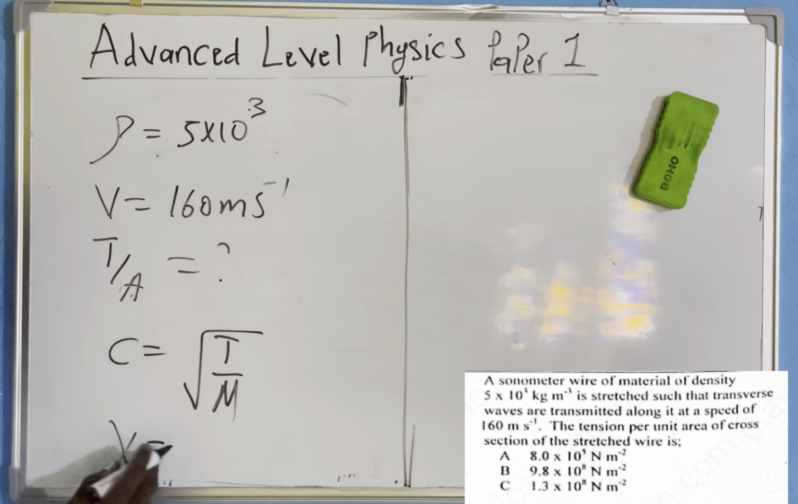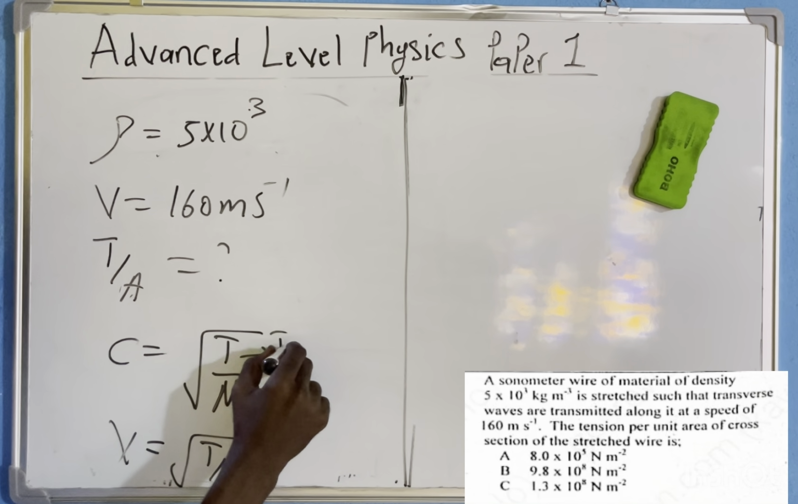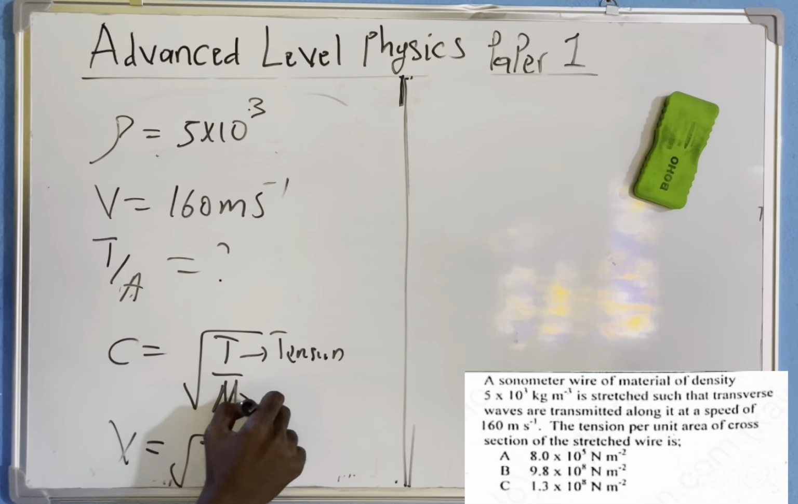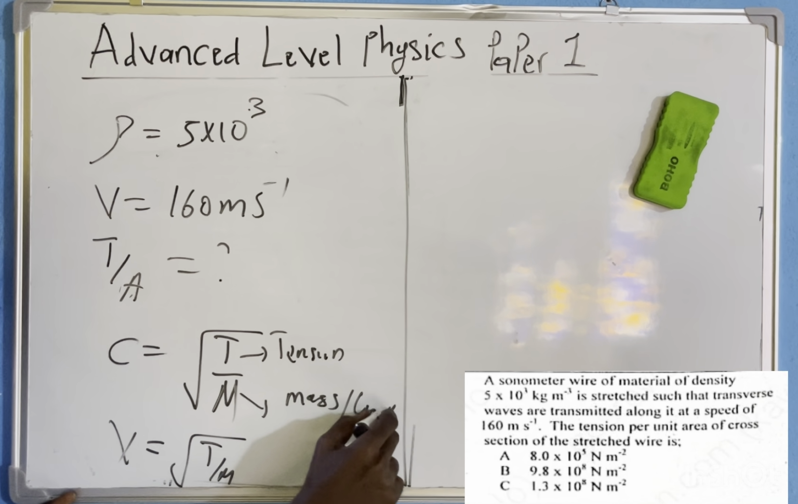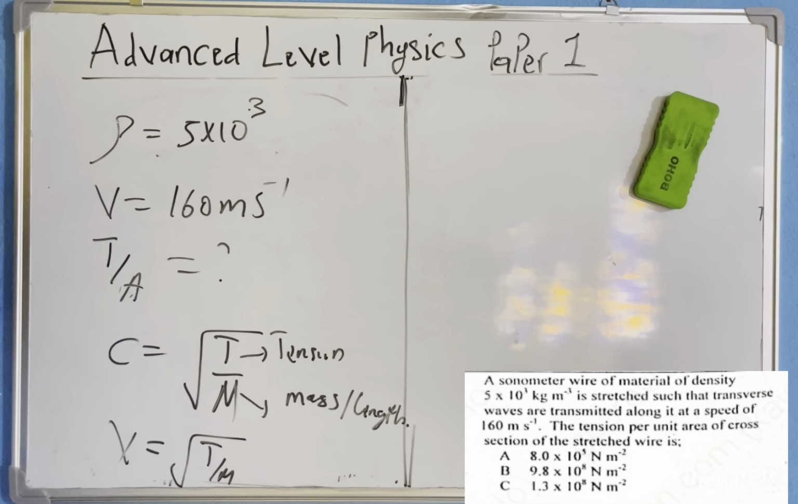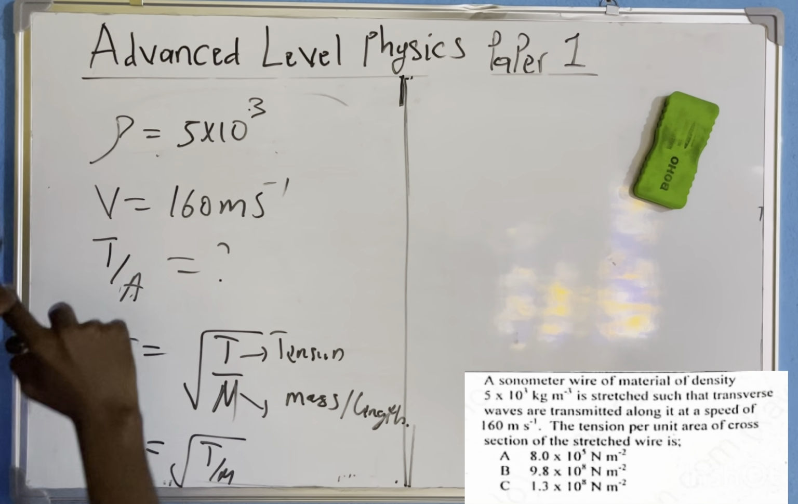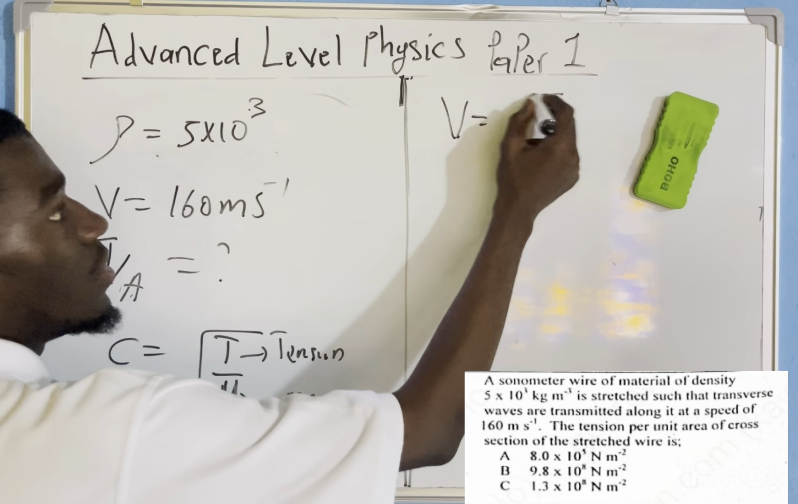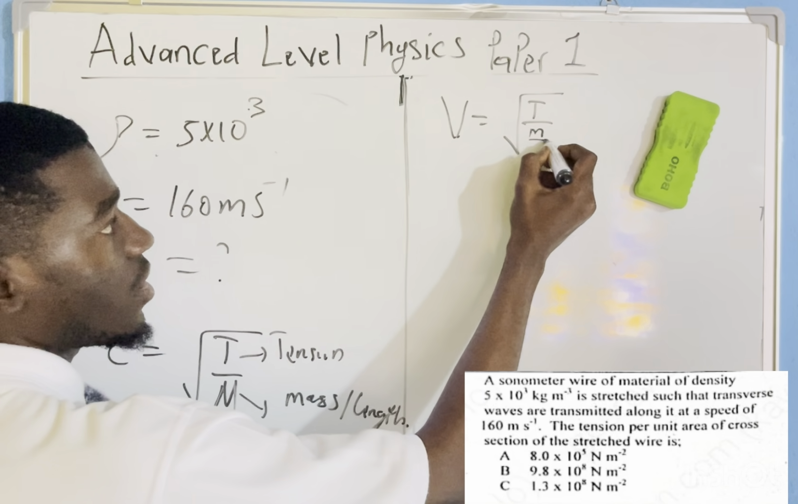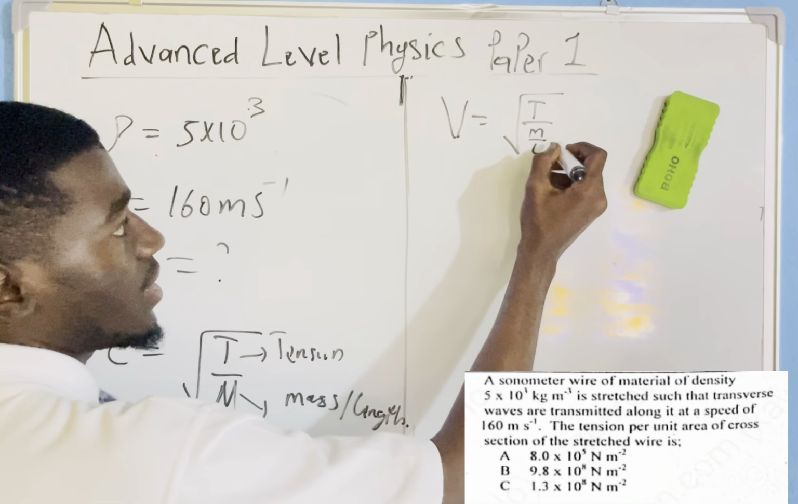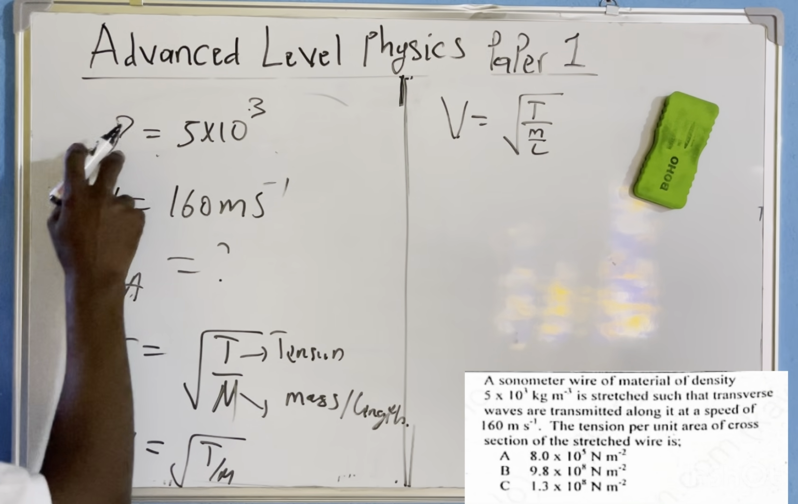So here I would use v equals square root of T on m, where T is called the tension in the string, and m is called the mass per unit length of the string. Are we together? Now I'm looking for T. Mass per unit length, I will have mass all over length. But I'm not having the mass, I'm having the density.